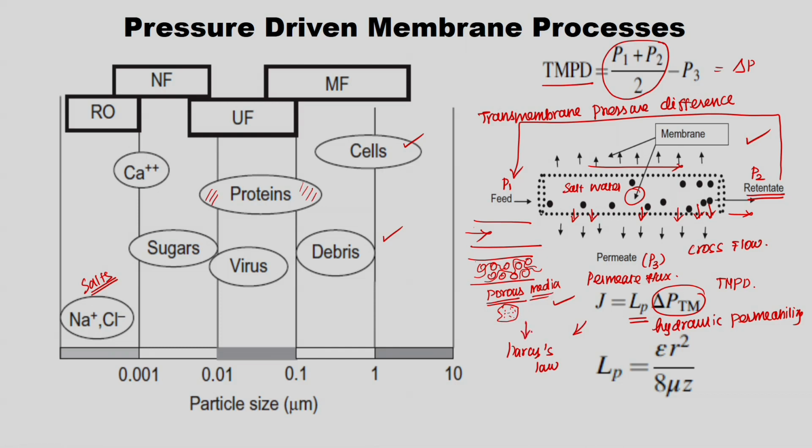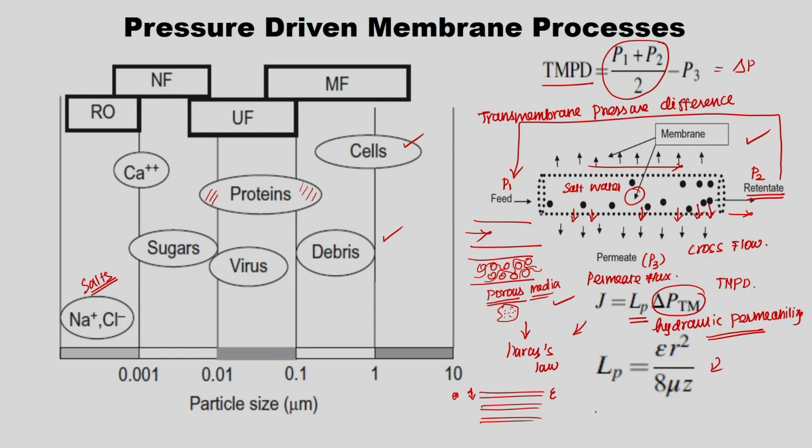So further, the governing law is Darcy's law. Here we consider the membrane materials as capillaries parallel to each other. Their radius is r and the membrane has a porosity of epsilon. From there the hydraulic permeability is derived as LP = epsilon r squared divided by 8 mu z. Here r is the radius of the capillary, epsilon is the porosity and mu is the viscosity.